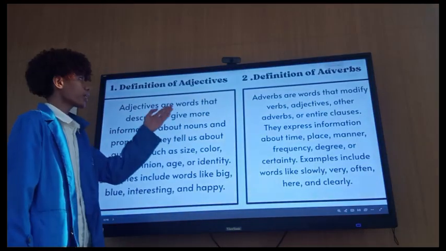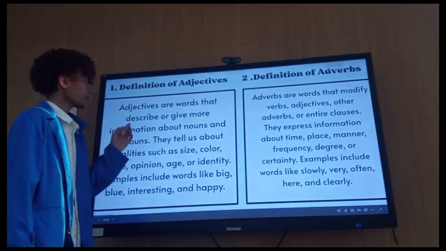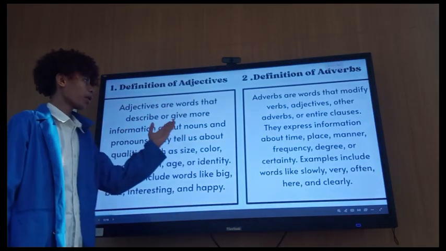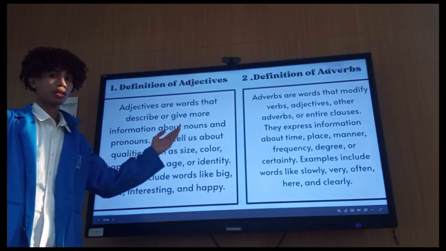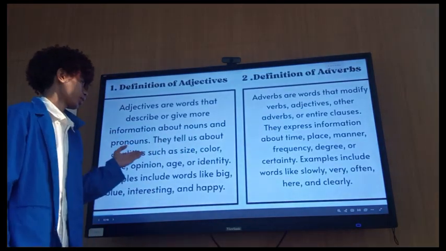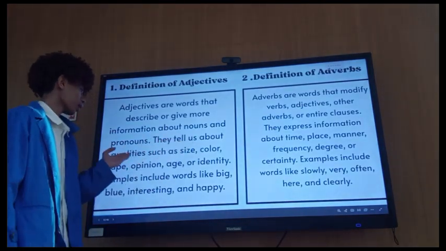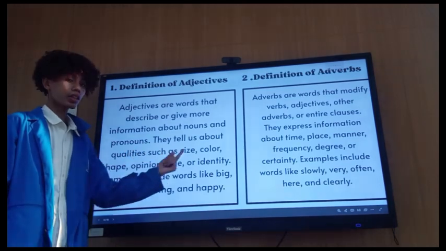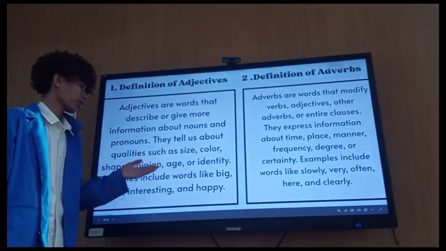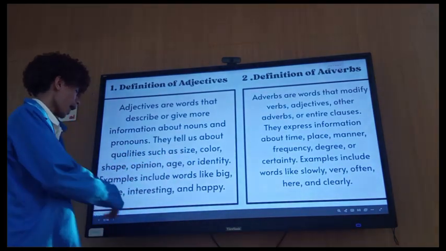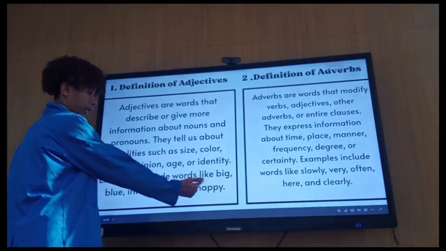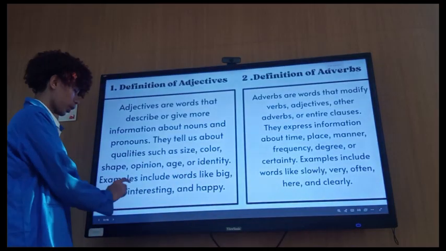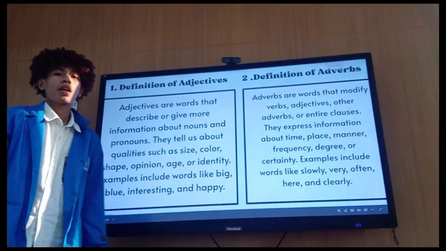One, definition of adjective. Adjectives are words that describe or give more information about nouns and pronouns. They tell us about qualities or size, color, shape, opinion, age, or identity. Examples include words like big, blue, interesting, and happy.